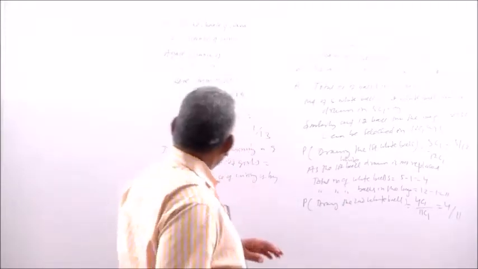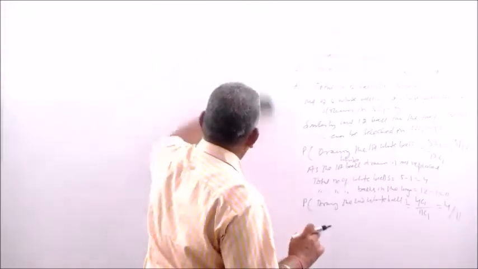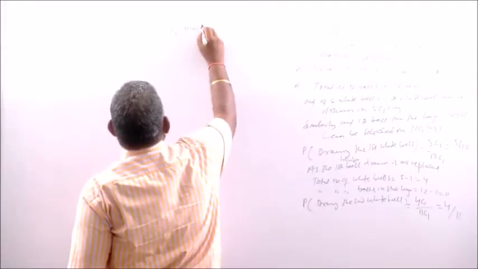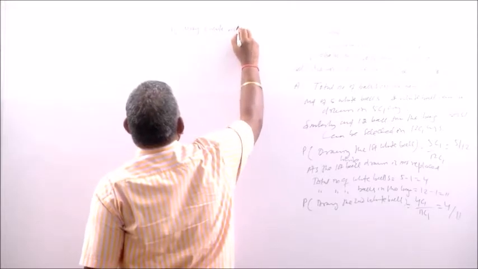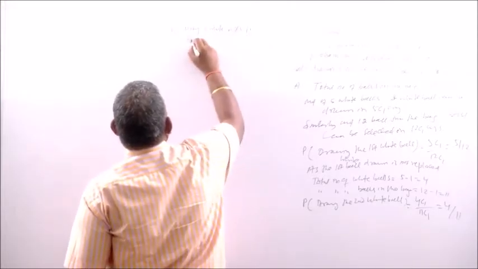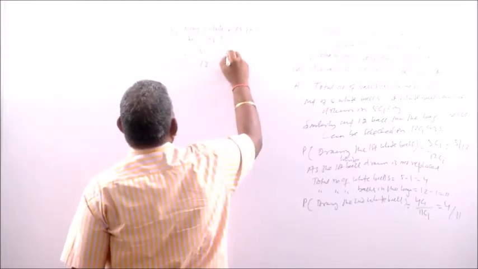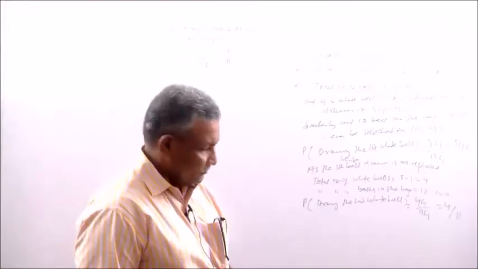Then by the fundamental principle of counting, the probability of drawing 2 white balls from the bag equals 5 by 12 multiplied by 4 by 11. Then you can find the answer.